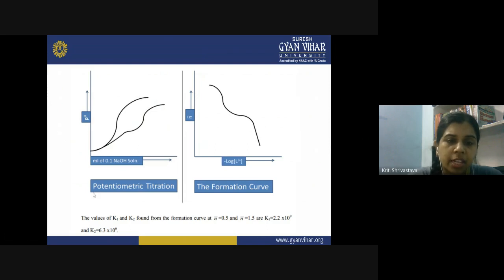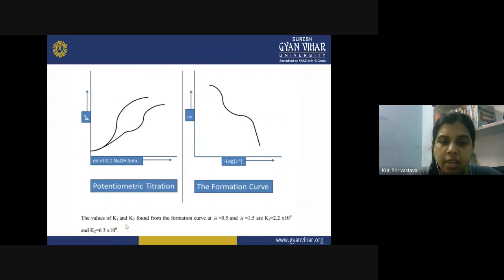So, from the potentiometric titration, you can find a graph like this. You are plotting the pH against the concentration of the NaOH solution that is used for the titration, right? So this is a potentiometric titration. Every time you are plotting the concentration with respect to pH. And in the second graph, you can see we are plotting the n bar, that is the average number of ligands per metal atom, with respect to minus logarithm of L. So in this manner, you get a formation curve like this.